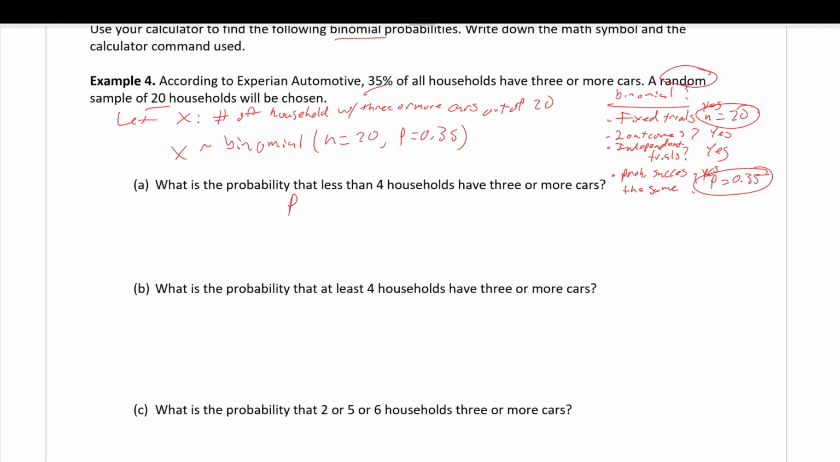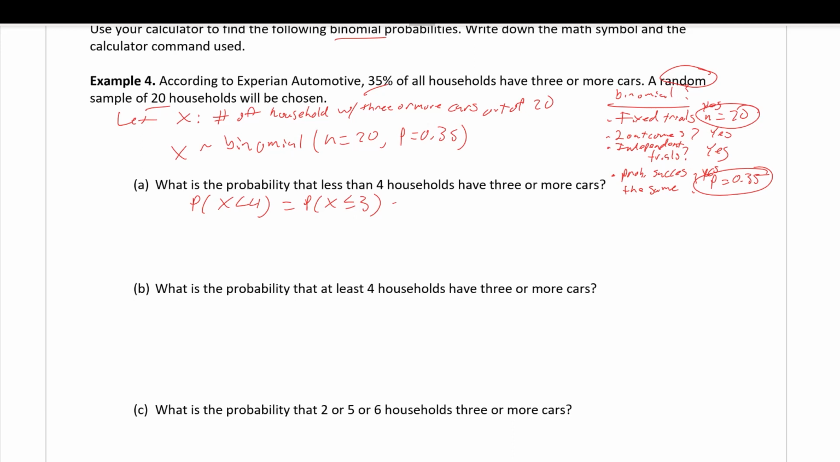Probability that less than. So does that include 4 houses? No, less than. So the way you want to write this is probability that x is less than 4. Well, since this is a discrete probability distribution, less than 4 is the same thing as probability that x is less than or equal to 3, right? That means exactly the same. Less than 4 means less than or equal to 3, because there can't be any partial households, right? This is a discrete random variable.